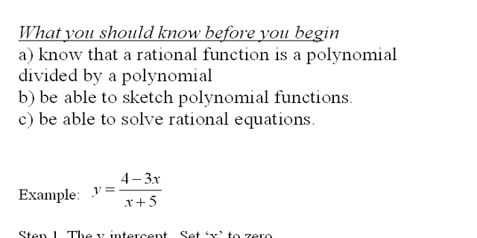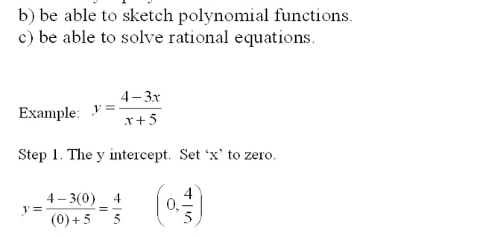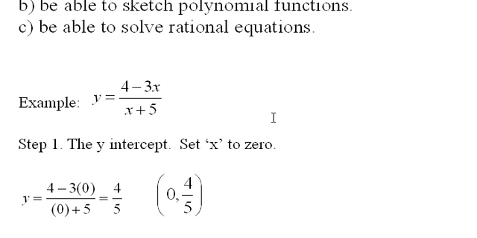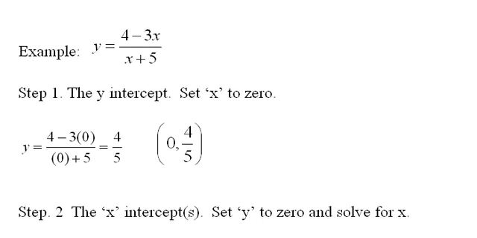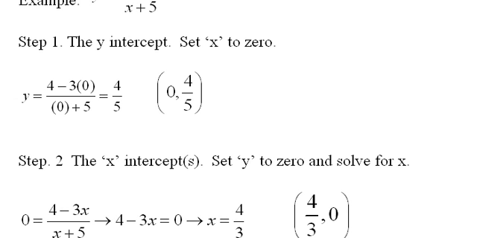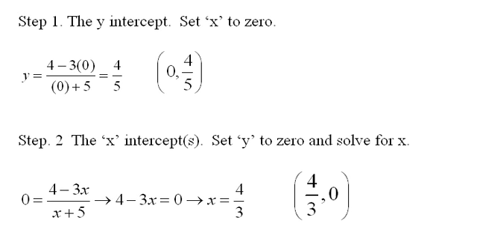Here's our first example. And what we're going to do, of course, as usual, is find the y-intercept. Very important thing to find, where it hits the y-axis. And of course we set x to 0 to do that. And when we do that, we end up with y equaling 4/5. So (0, 4/5) is the y-intercept. Very easy to find, just like with polynomials. In fact, a lot of the steps will be the same in rational functions as they were in polynomials.